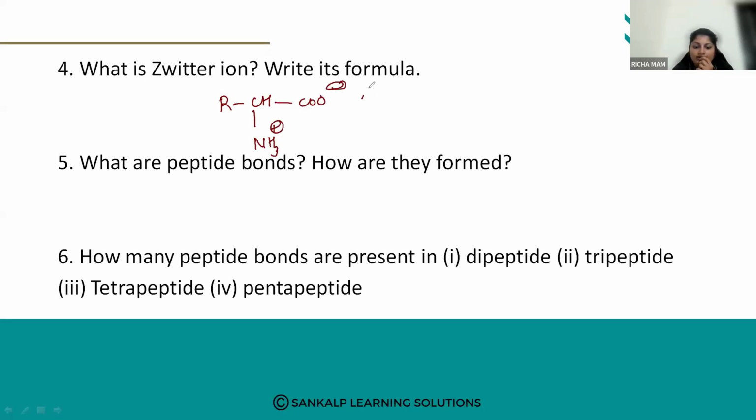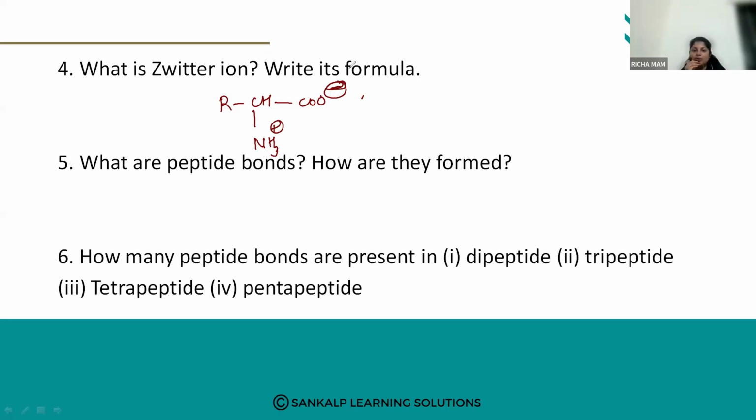And that is called as what? That is called as a Zwitter ion. In the aqueous solution, amino acid exists as what? As a dipolar ion called as Zwitter ion.